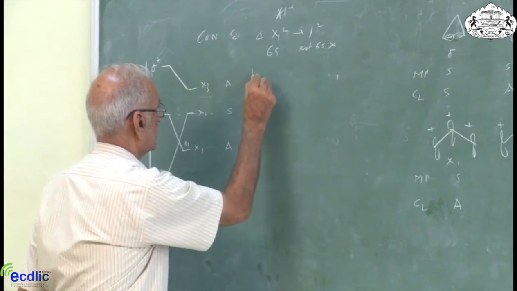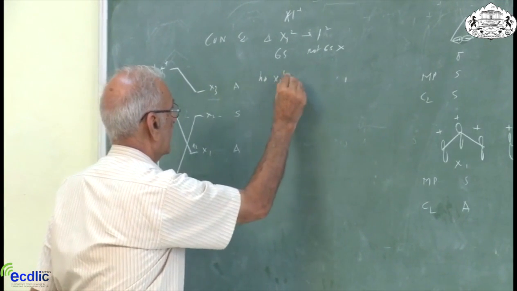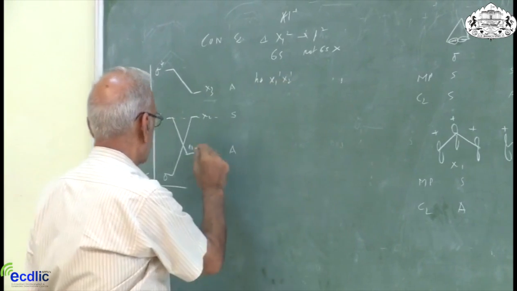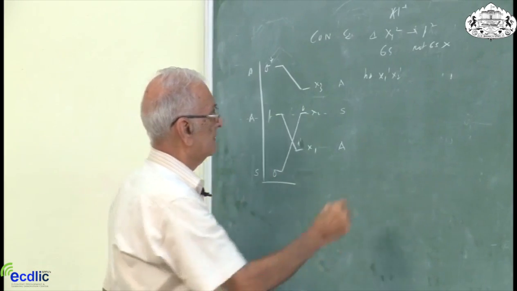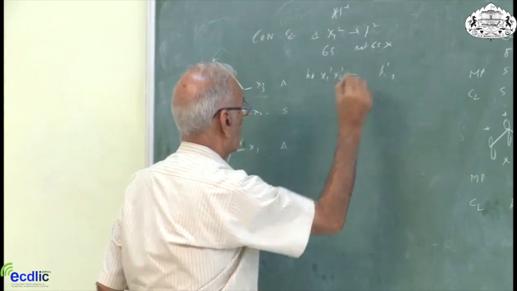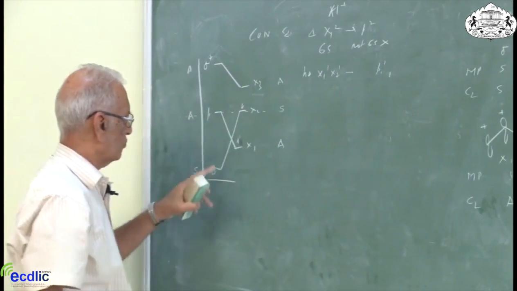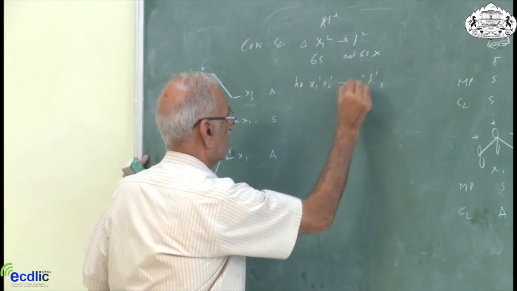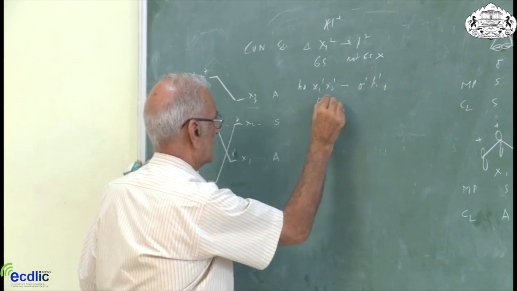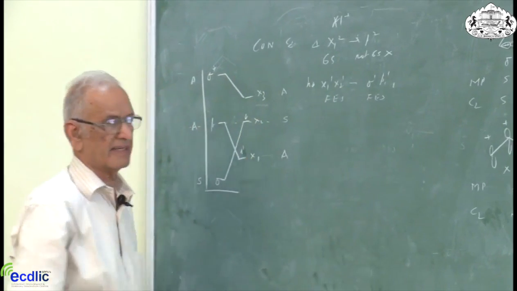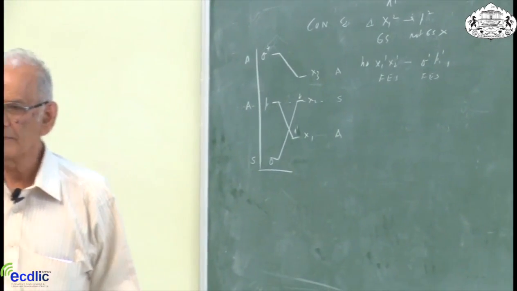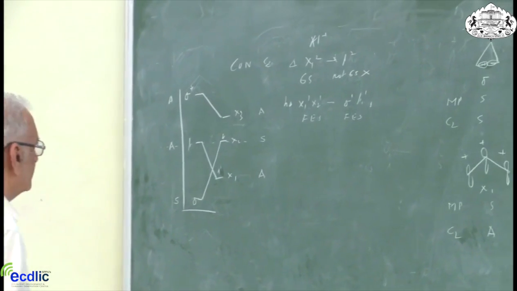Photochemical, X1 1, X2 1. X1 1 will go into P, X2 1 will go into sigma. First excited state gives first excited state. Therefore, the reaction is allowed.